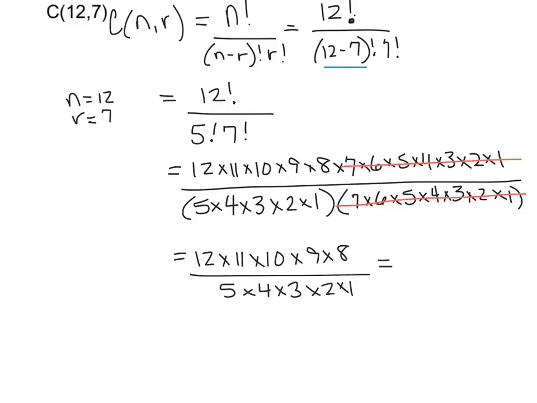And if we were to multiply 12 times 11 times 10 times 9 times 8 on our calculator, we would get a value of 95,040. And then if we were to multiply the 5 times 4 times 3 times 2 times 1 on the bottom, we would get 120. Lastly, we just want to divide the 95,040 by 120 to get our final answer of 792.